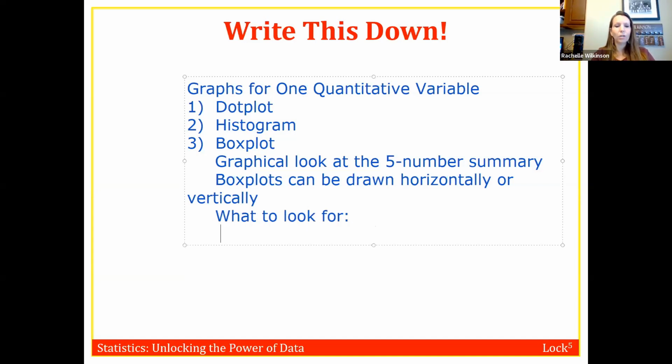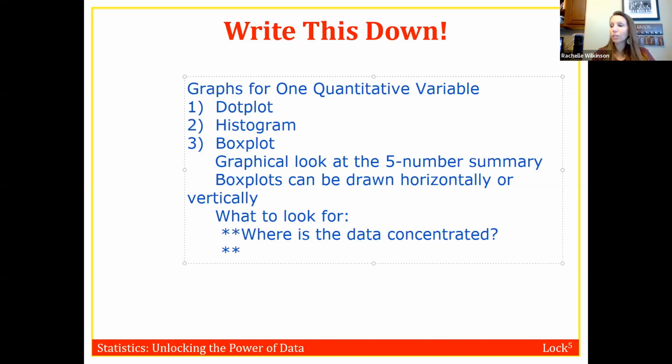So what are we looking for? Well, first of all, we're going to be able to see where the data is concentrated. Another thing we're going to look for is whether or not the data is skewed or symmetric. We're not going to be able to see the exact shape like we can with the dot plot or a histogram, but you can usually tell from the box plot whether the data is skewed or symmetric.